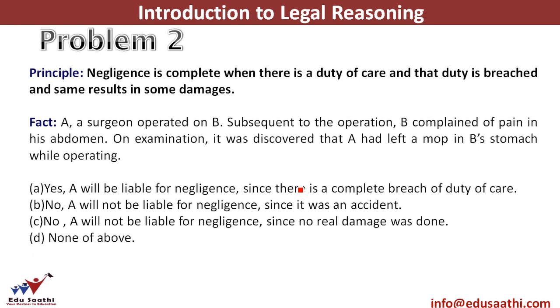Let's take another example. It's an example related to negligence. Negligence is complete where there is a duty of care. So first ingredient comes here, duty of care, and that duty is being breached, right? And the same results in some damages. So the ingredients of this principle are: negligence would be complete when there was a duty of care on a particular person, and then that duty has been breached, and due to that breach of duty, it results in damages or some kind of loss.